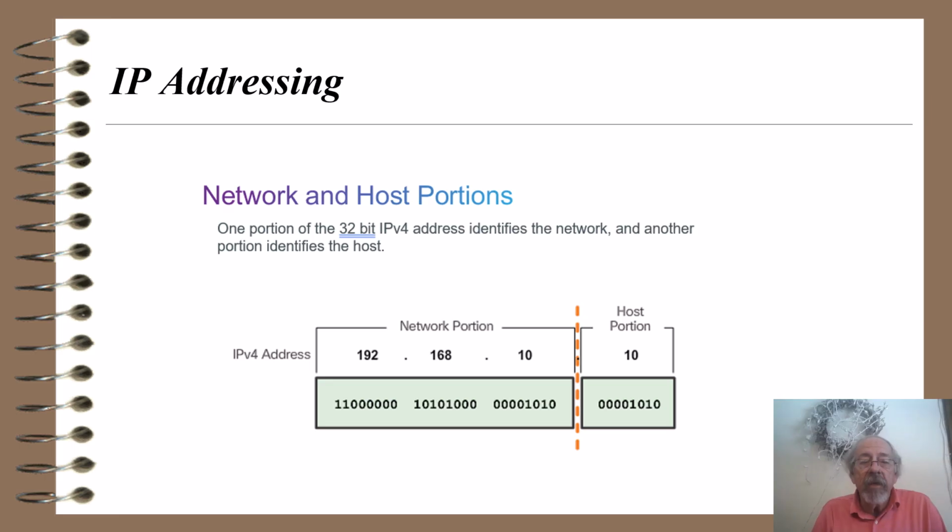So here's IP addressing, and IP addresses are more complex than just a 32-bit address. One portion of the 32-bit IP version 4 address identifies the network, and another portion identifies the host. All the end devices on a particular local area network would have the same network portion to their IP addresses, but the host portion would be different for each one. This one shows 192.168.10, where the host portion, which is particular to a certain computer or end device on a network, is the number 10 in this example.